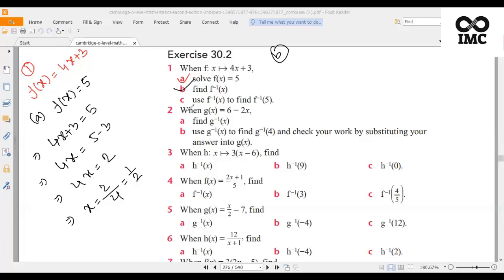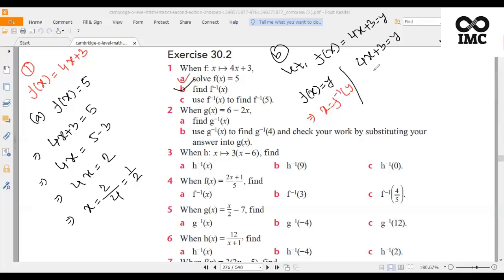Question number B says find f inverse x. So to find f inverse x, let f of x equal to 4x plus 3 equal to y. Here we can write f of x equal to y, or 4x plus 3 equal to y. So if f of x equal to y, then x can be written as f inverse y. If 4x plus 3 equal to y, then 4x equal to y minus 3. So x will be y minus 3 by 4.